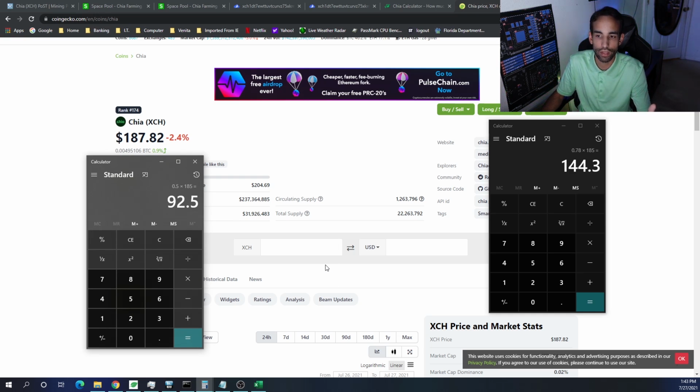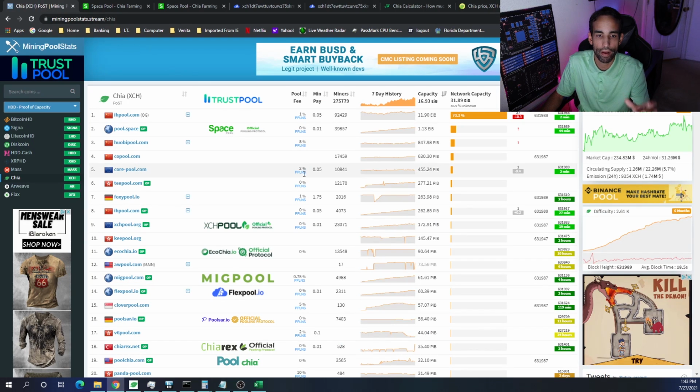So with that said, you need to take this data and determine whether or not this is something you want to do. But the variables at play are not only the amount of hash rate on the pool that you're on. The higher the hash rate, the more frequent the payouts, but the less you will earn per payout. A pool with a lesser hash rate will have less frequent payouts, but you earn more per payout.